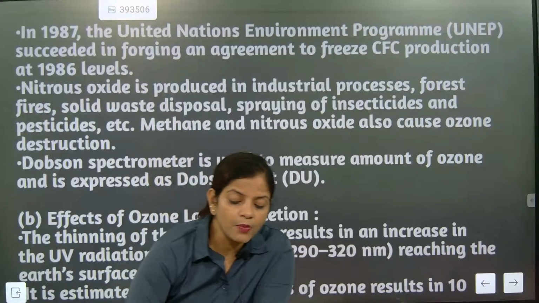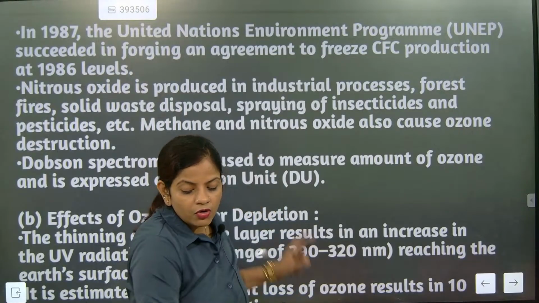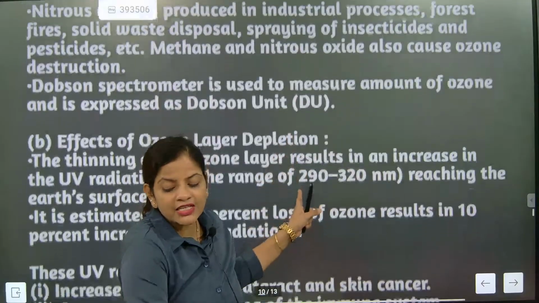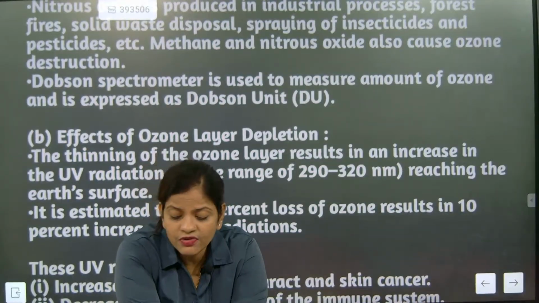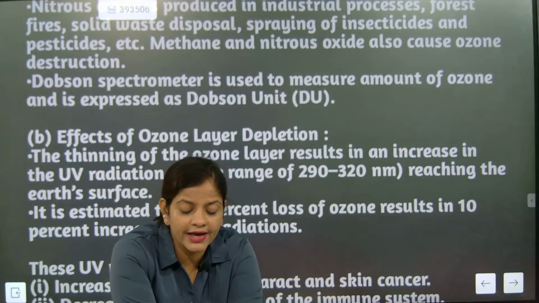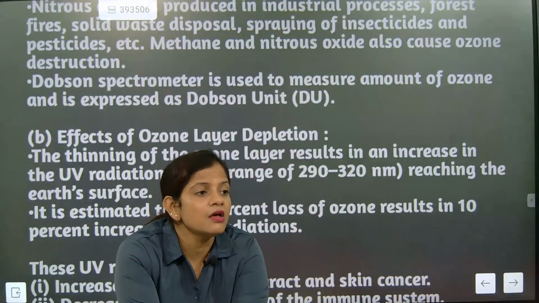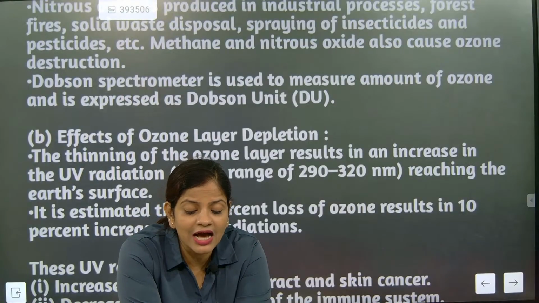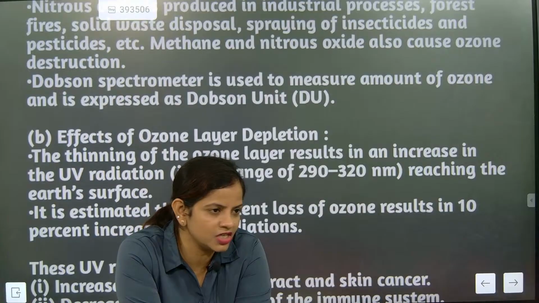Now, the Dobson spectrometer is used to measure the amount of ozone, and it is expressed as Dobson unit, DU. Note down: how can we measure the ozone layer? What are the things helpful in saving ozone? A good amount of oxygen.